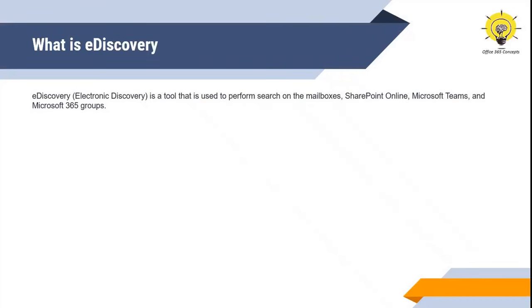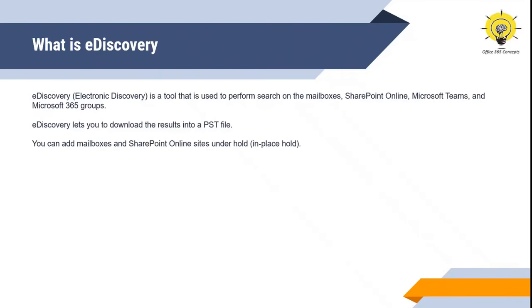If we go by definition, eDiscovery is a tool that is used to perform a search on the Exchange Online mailboxes, SharePoint sites, Microsoft Teams, and Microsoft 365 groups. By using eDiscovery, you can download the searched results in a PST file. eDiscovery allows you to place a mailbox or all the mailboxes under hold. You can even place a search under hold so that the search is preserved for future use.